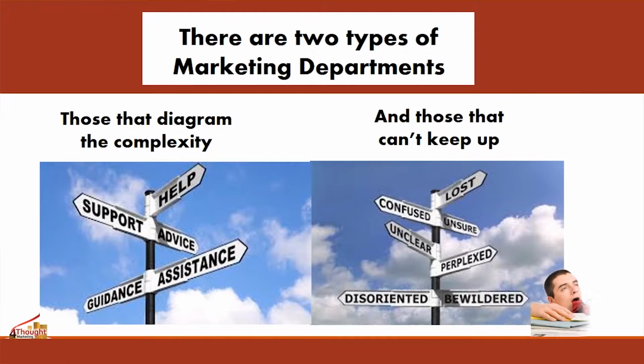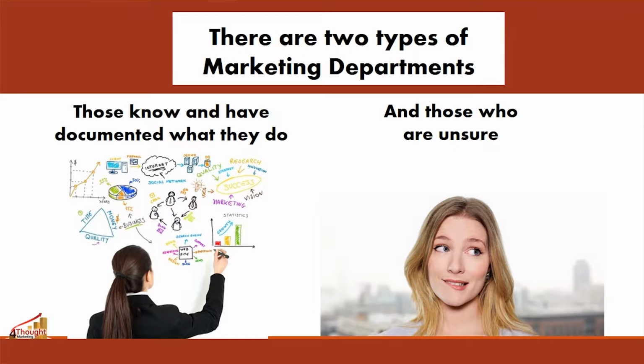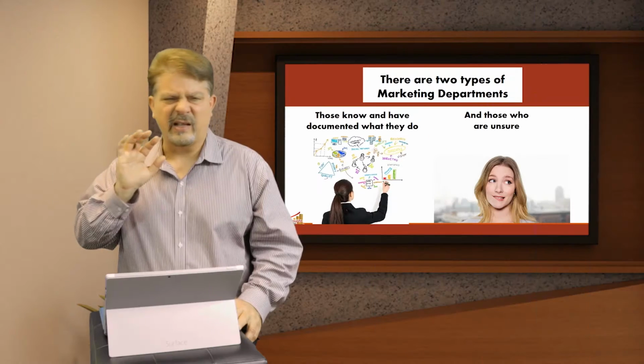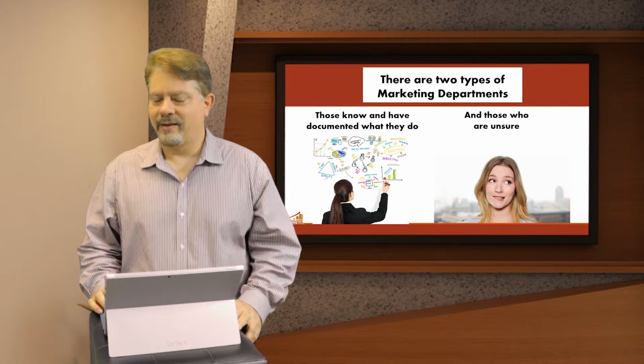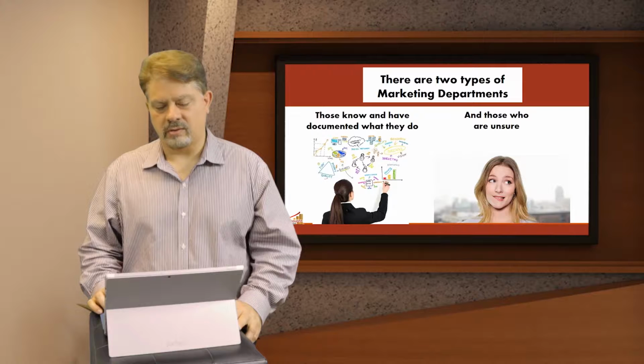There are two types of marketing departments. There are those that diagram their complexity and those that can't keep up because those diagrams are not available, and everybody looks at things slightly differently and forgets certain aspects and remembers others. There are marketing departments that know what they have documented and what those documents and processes mean, and those who are unsure. 6 months has gone by. What we did in lead scoring was partially with somebody else who's now left the team, and it's fuzzy, so it doesn't work very well. Let's just do the whole thing over again. It's a huge waste of corporate time and resources.